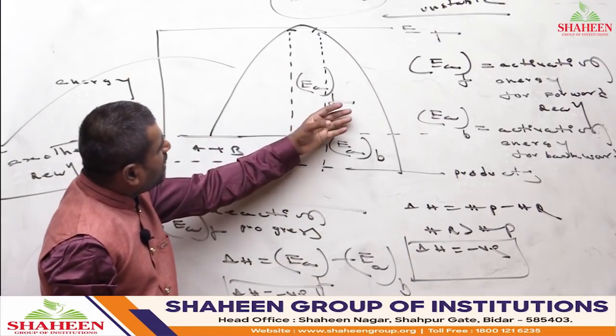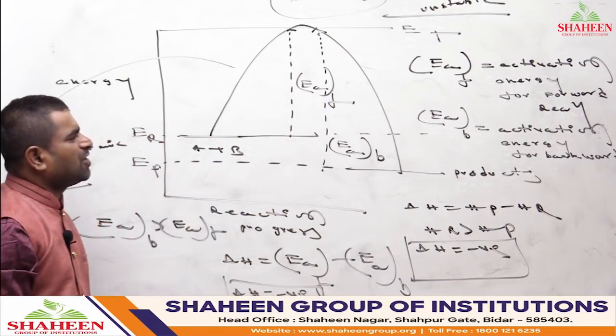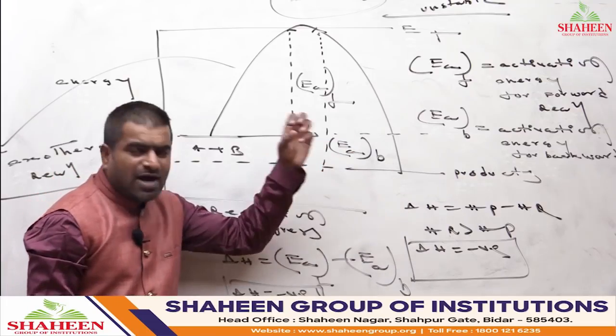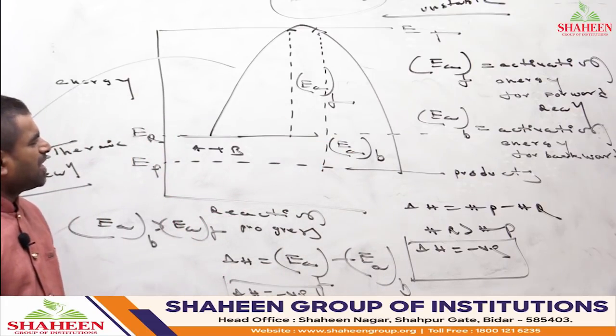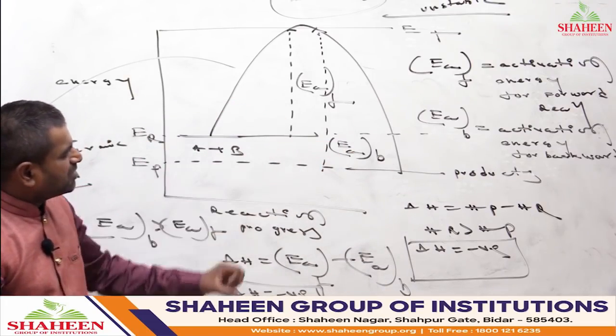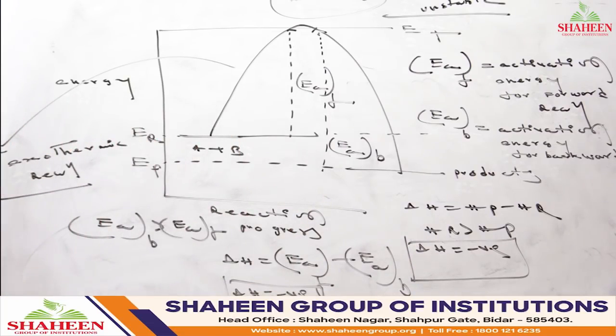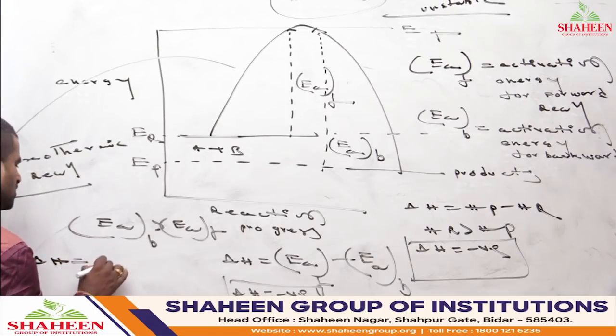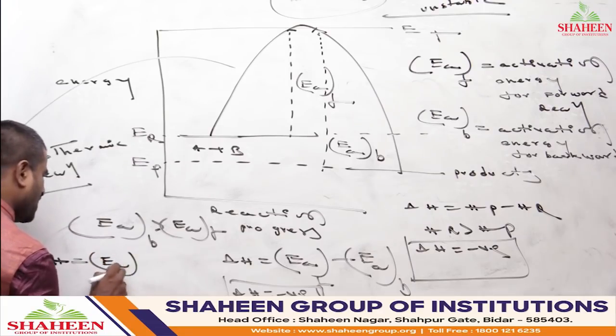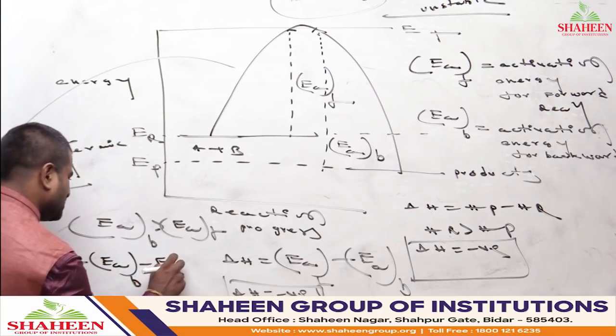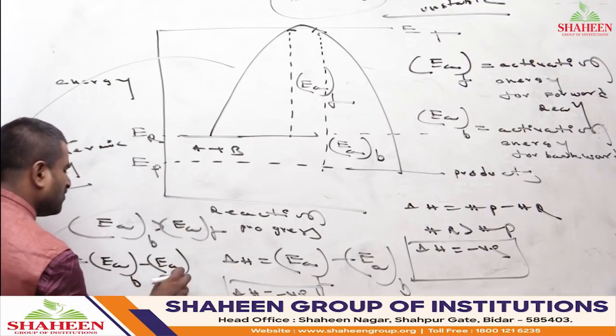Here the EAF value indicates what? Activation energy of the forward reaction. The EAB value indicates the activation energy of the backward reaction. This difference indicates the change in enthalpy. I am writing the change in enthalpy formula: delta H is equal to activation energy of backward minus activation energy of forward.